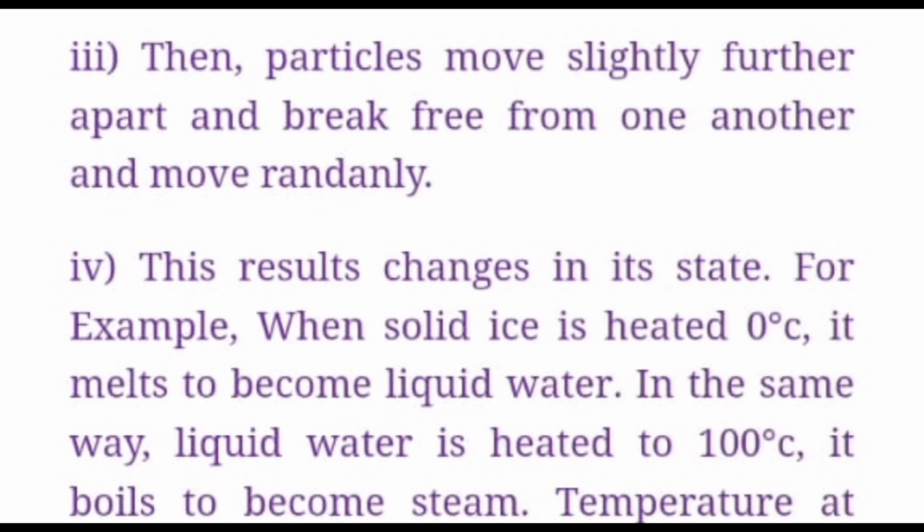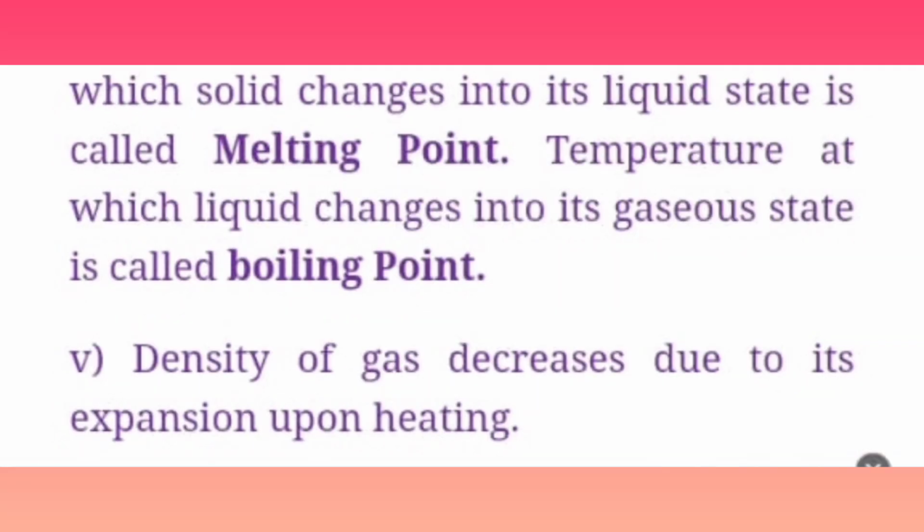For example, when solid ice is heated to 0 degrees Celsius, it melts to become liquid water. In the same way, when liquid water is heated to 100 degrees Celsius, it boils to become steam. The temperature at which a solid changes into its liquid state is called the melting point. The temperature at which a liquid changes into a gaseous state is called the boiling point. Fifth point, the density of a gas decreases due to its expansion upon heating.